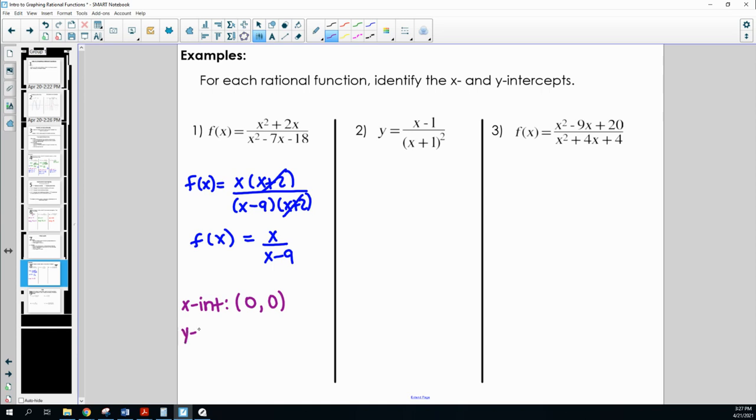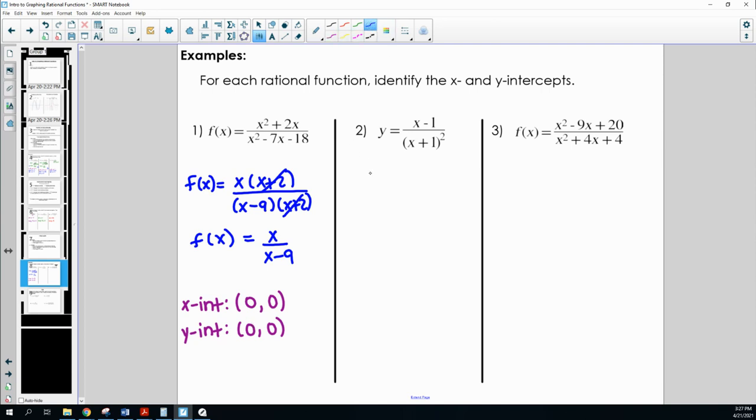For the y-intercept, we can use the simplified one here. You can do one of two things. You can plug in 0 for x, so we get 0 over negative 9, which is just going to give us 0. So the x will always be 0, the y will be whatever we solved for, and in this case it was 0 again. The shortcut is to look for the constant terms. Because there's no constant term in the top, we know that it's going to be 0. This might make a little more sense in the next one.